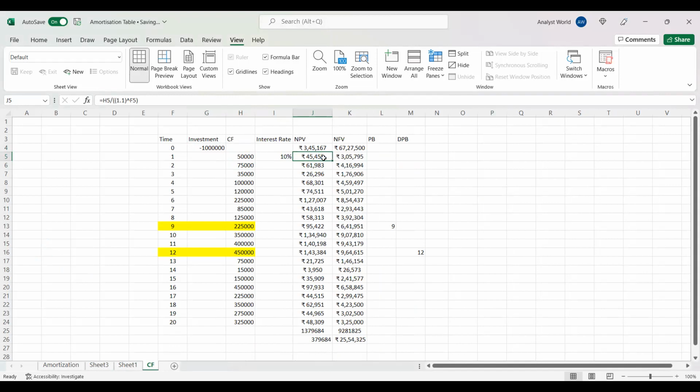The first cash flow will be discounted for 1 period. You can follow the syntax as has been given. The second cash flow is going to be discounted for 2 periods. The third cash flow is going to be discounted for 3 periods, and so on and so forth. The 20th cash flow is going to be discounted for 20 periods, to bring them to the present value. If you do this, then this entire present value happens to be 13,79,684. From this 13,79,684, if you deduct the initial investment, you're going to get 379,684. This happens to be the net present value.